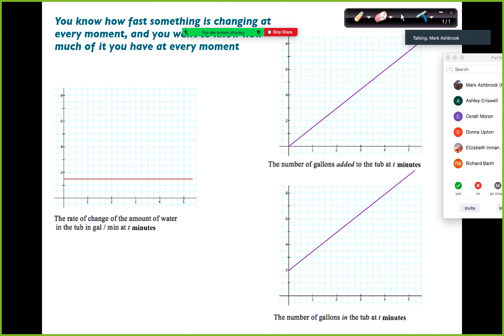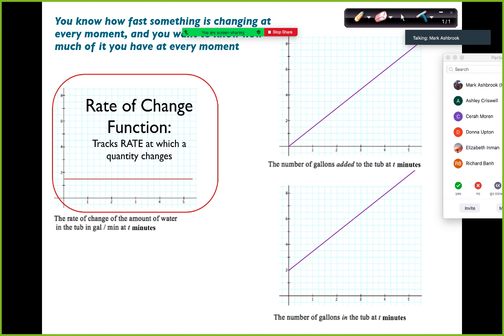All right, so you know how fast a quantity is changing at every moment. Which of these three graphs would represent that? Exhibit A, B, or C? A. Exhibit A, right? The rate of change function. So every moment means we can think of time going by in minutes as broken up into many, many moments of time. And in every moment, we know what the rate is. That's what this function tells us. Makes sense, right? So this is our rate of change function.